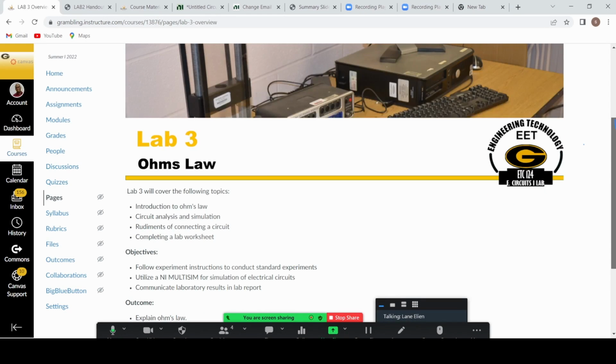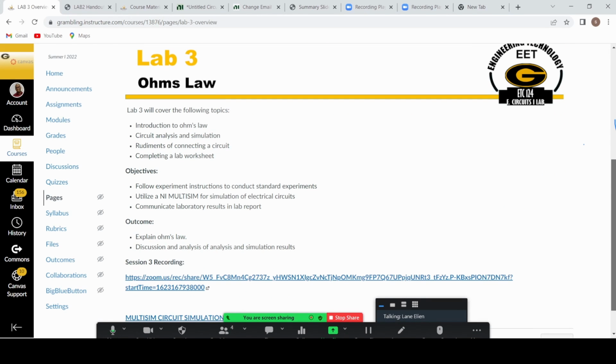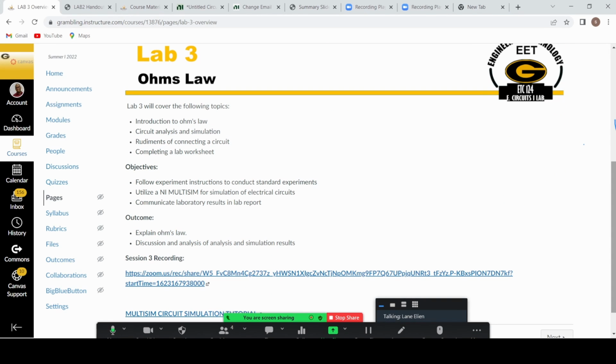This is the technique where we use the computer to solve for voltages and currents in a circuit. I'm going to introduce you to the tool, which is Multisim Live. So let's go ahead and get into it. On lab 3, let's go through the objectives quickly. Again, we will cover the following topics.